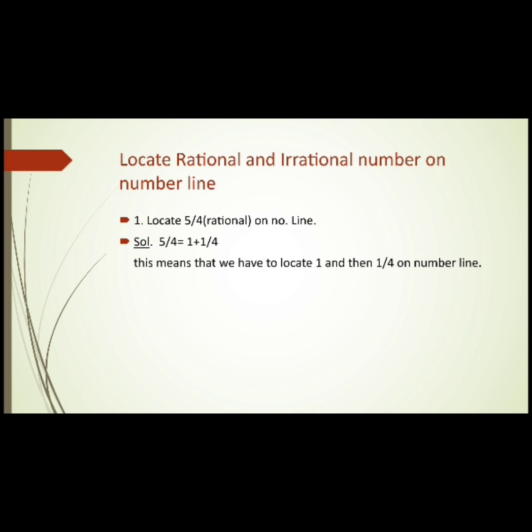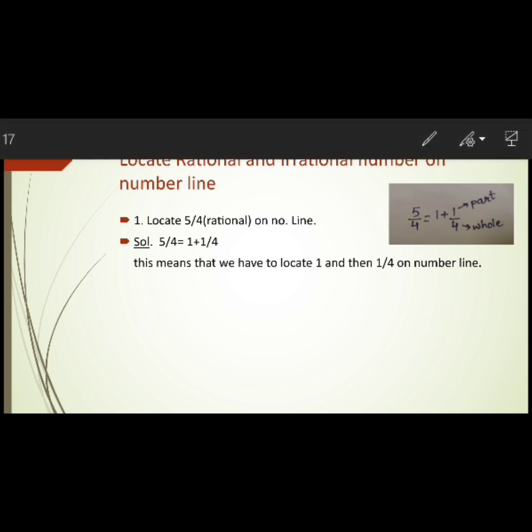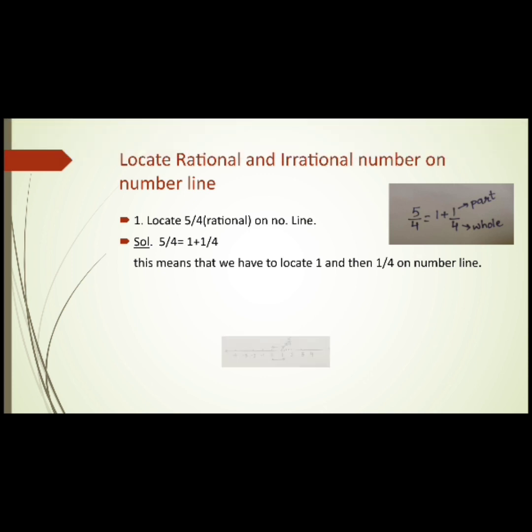So let us see this. 5 by 4 can be written as 1 plus 1 by 4, where 1 by 4 is a fraction, and in this fraction 1 is a part and 4 is the whole. That means out of 4 parts you take one part, then that one part will be known as 1 by 4. So let us see. Firstly you have to draw a number line like this.